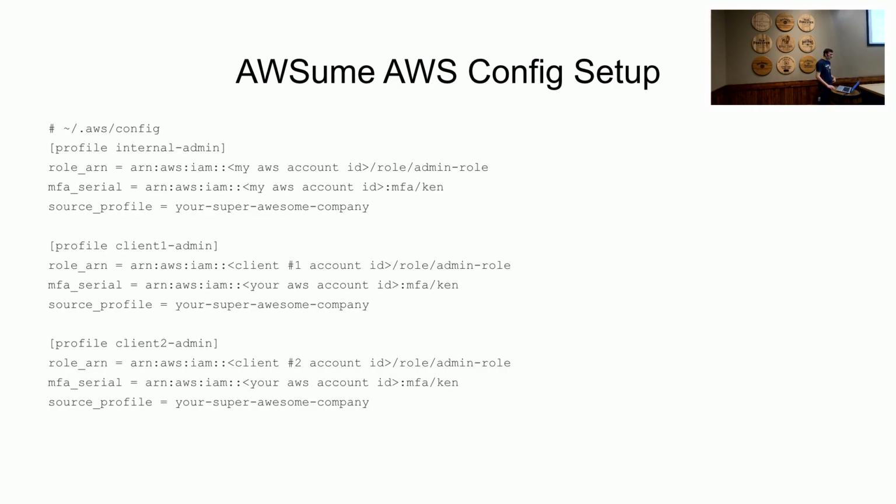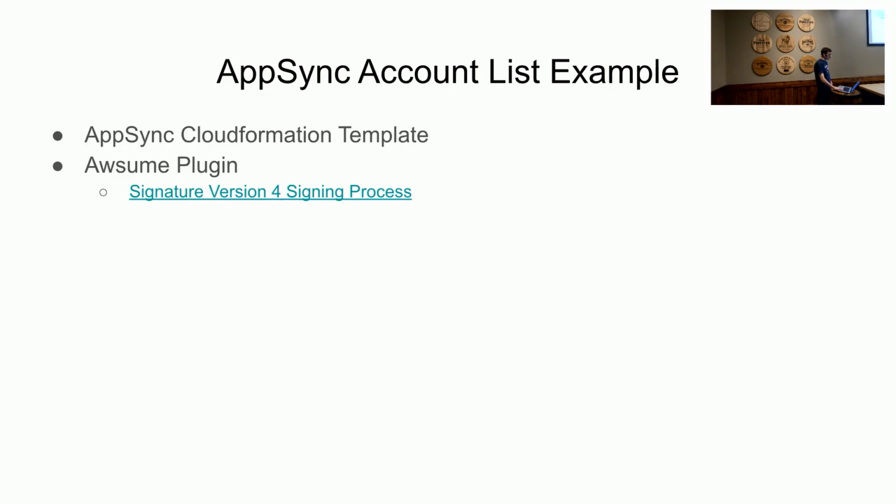And then here's what a config would look like. Your second profile, client1-admin, or client2-admin, or working or read-only. You set up the source profile, your MFA device, and the role that you want to assume into. The AppSync example uses the AWS signature v4 signing to reach out to AppSync, and then we'll go into that.